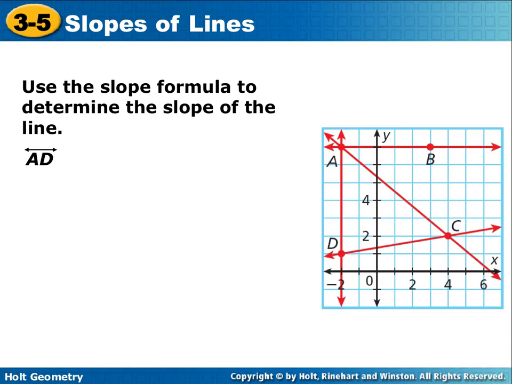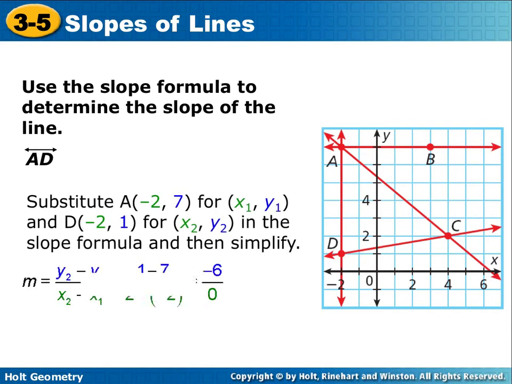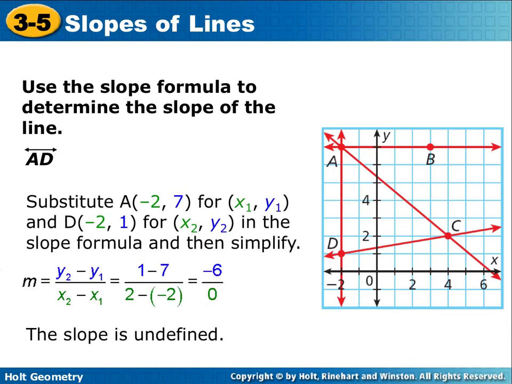Makes sense. AD, it's going straight up and down. It's really steep. Come up with a slope. -6 over 0. What's -6 over 0 equal? Undefined. Your answer should be undefined on this one. Undefined, and notice on the graph that line is going straight up and down. Vertical lines always have undefined slope.